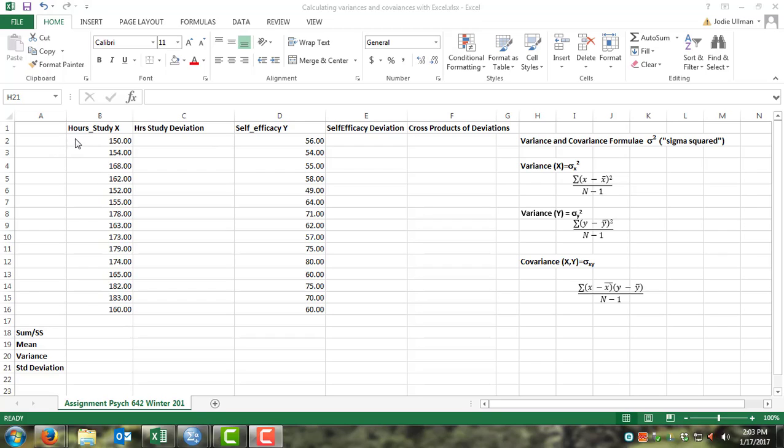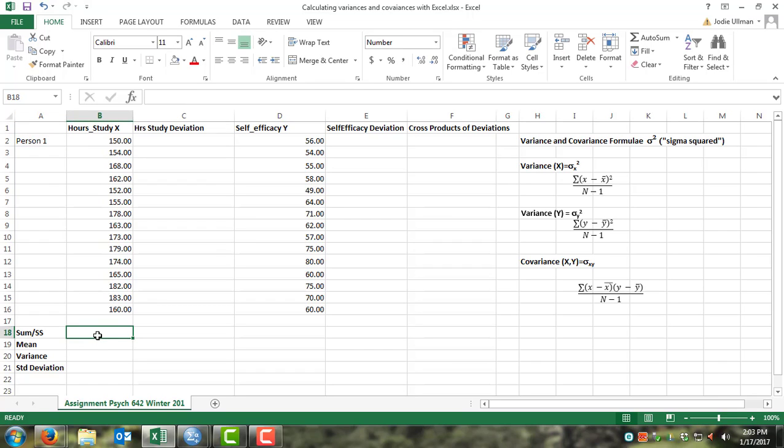So we've got 15 people. So person one, we could even type it in here. Person one gives us studies for 150 hours and their self-efficacy score is 56. Again, all made up data. We'll use this first tutorial to calculate the variances and covariances, and then in a subsequent one we'll look at slopes and regression lines. So here's the raw data.